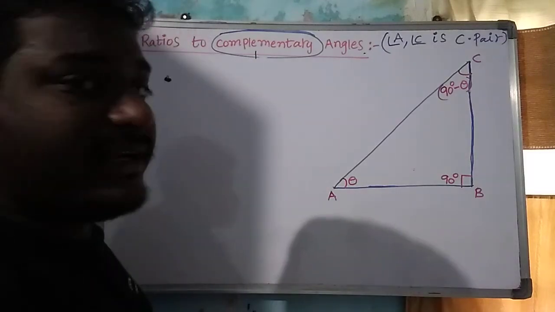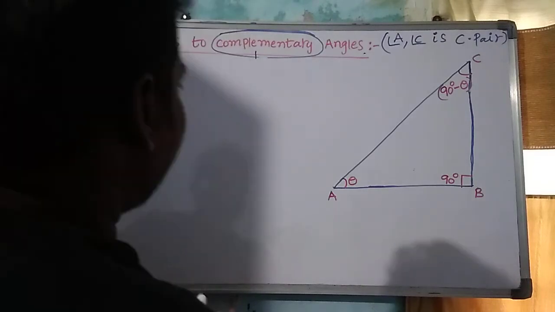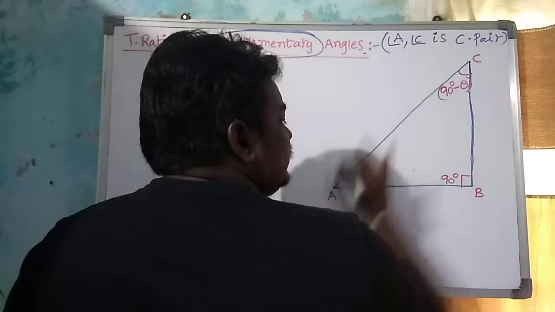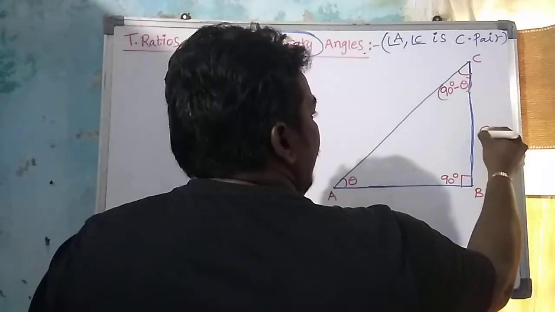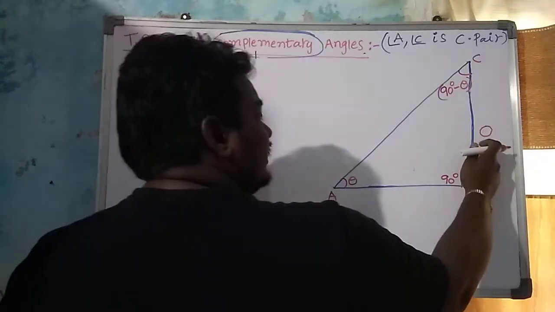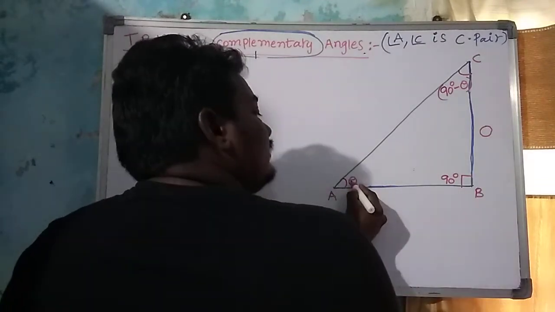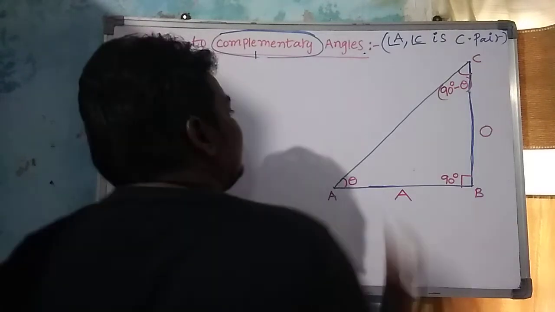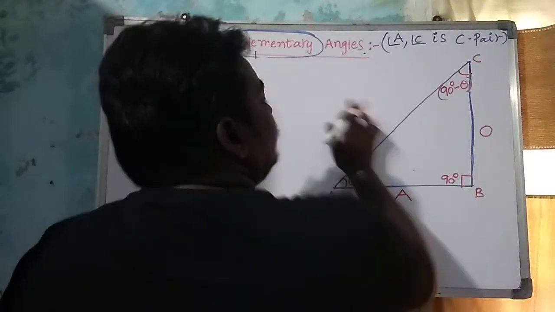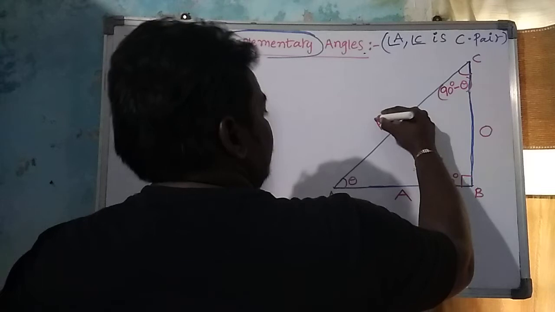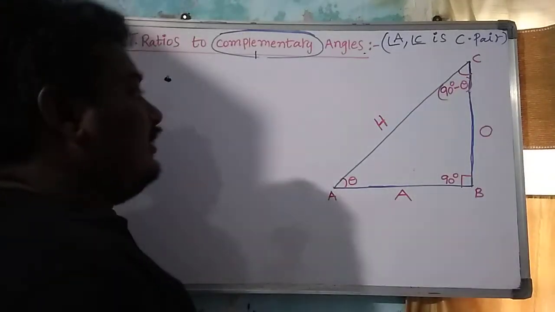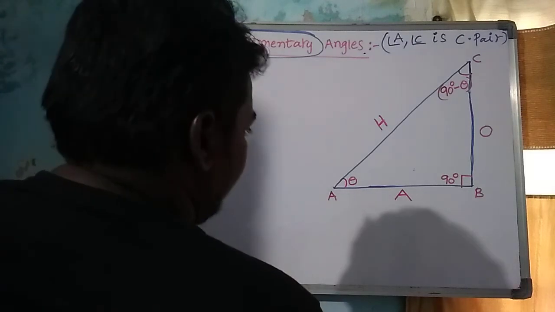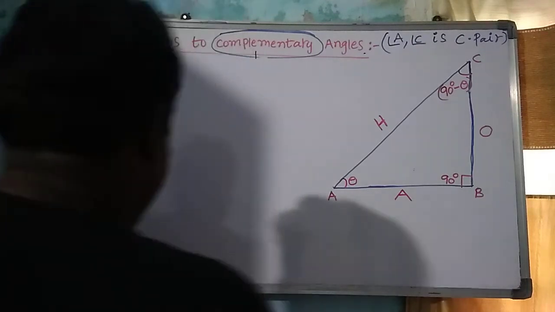We already know what the trigonometric ratios are. Let us check them one by one. If this is theta, opposite to theta we have the opposite side, which I am denoting as O. Adjacent to theta we have the adjacent side, which I am denoting as A. Opposite to the right angle we have the hypotenuse.